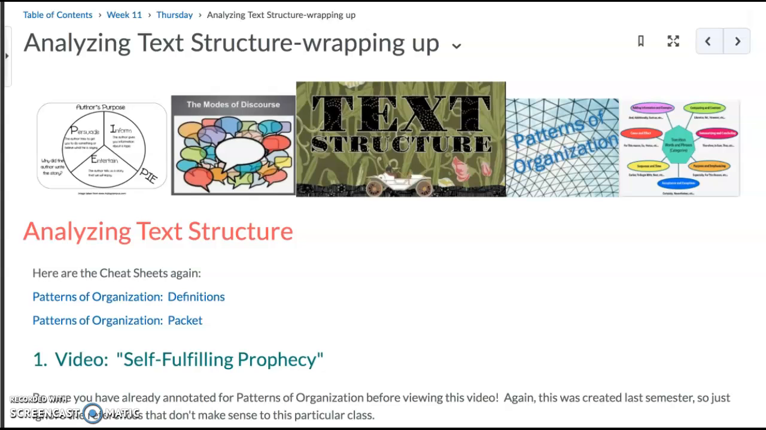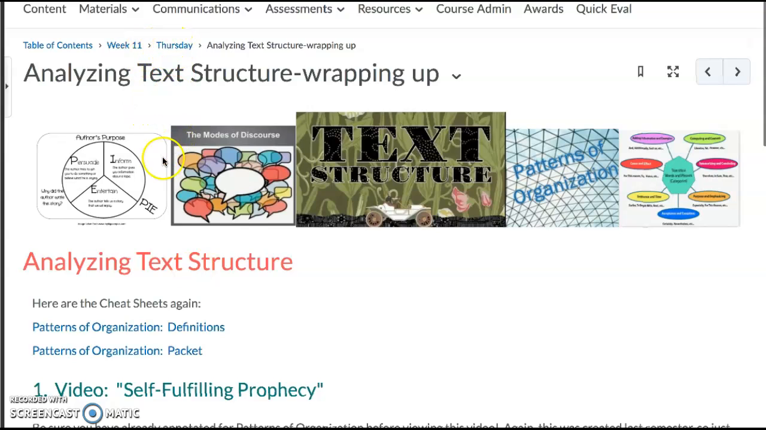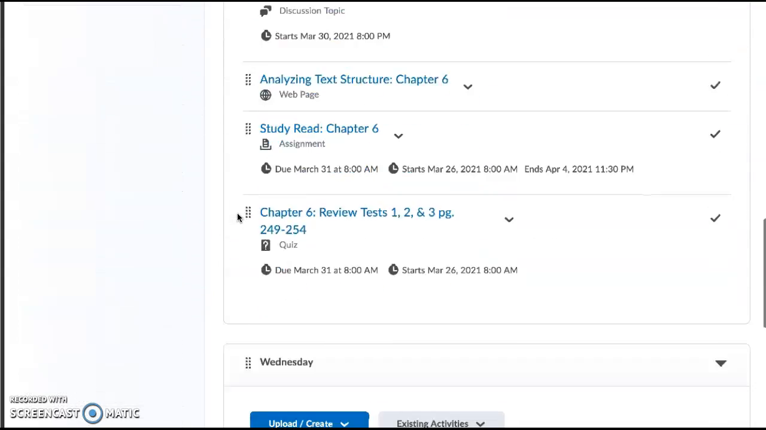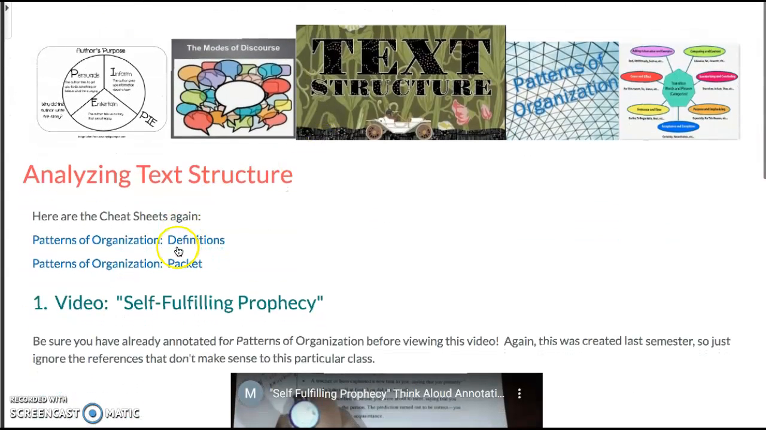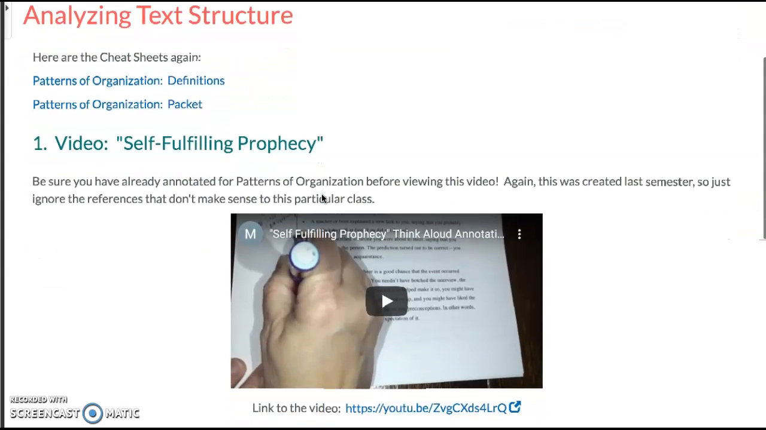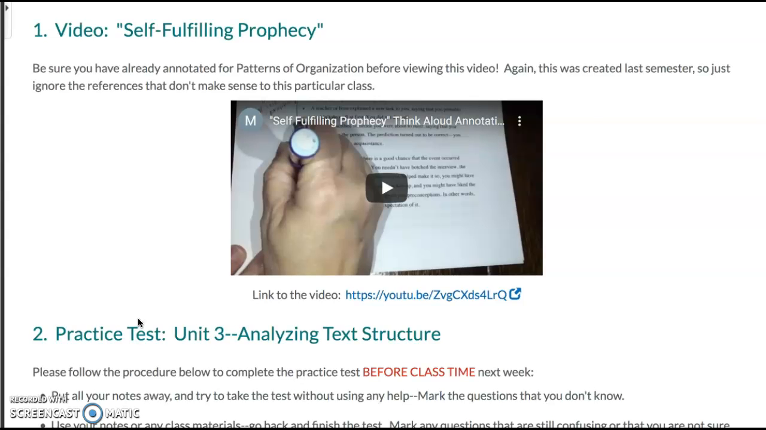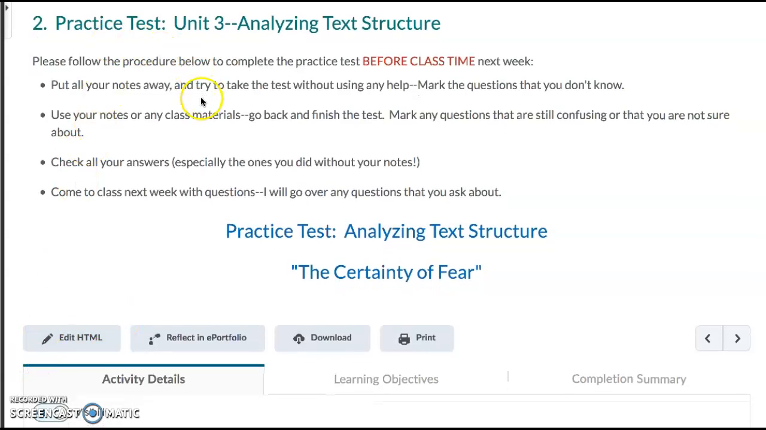Okay, here it is. We're on D2L here. This is in your Thursday. Here, week 11. I'll just go through this. Hold on. So here's week 11, right? And we scroll to Thursday. And this is the analyzing text structure wrapping up. And so you will see that here are those cheat sheets again. And then here is the video that you will be going through after you've already annotated for patterns of organization. And here is what I wanted to talk to you about, your practice test.